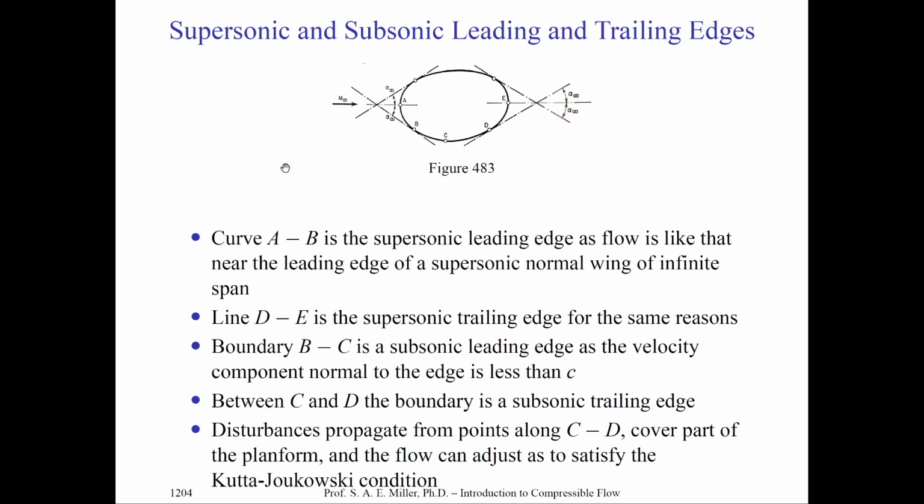Now, B to C and C to D will have a subsonic leading edge, as the velocity component normal to the edge is less than the speed of sound. The same can be said about C to D. Therefore, the disturbances in the supersonic flow will propagate along points C to D and cover the plane form of the wing. And therefore, the flow can be adjusted to satisfy the Kutta-Joukowski condition.